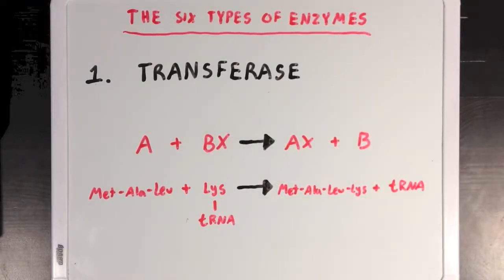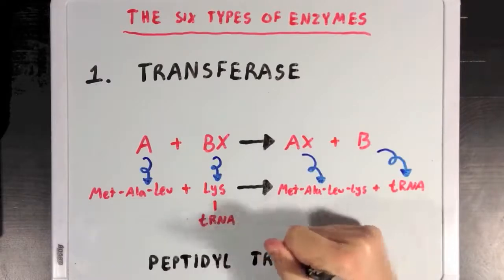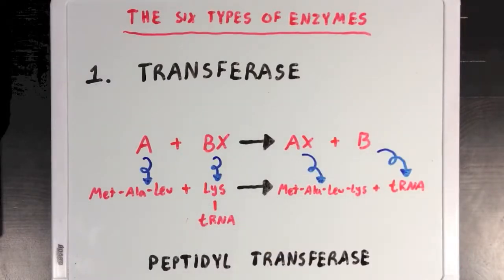So in this case, A refers to our amino acid chain, B refers to our tRNA, and X refers to this lysine residue which is being transferred from B to A. And this reaction in particular is catalyzed by an enzyme called peptidyltransferase, which is an appropriate name since it is a transferase involved in making peptides.